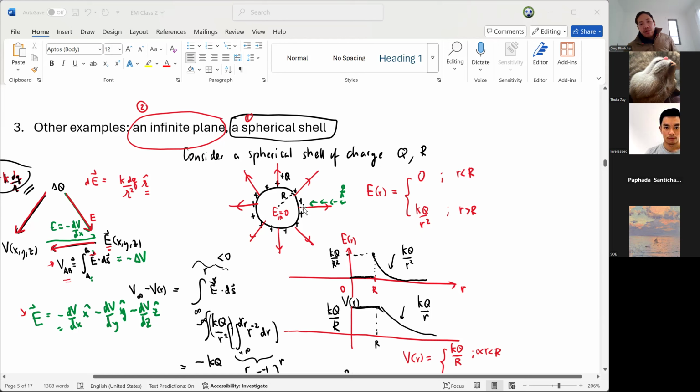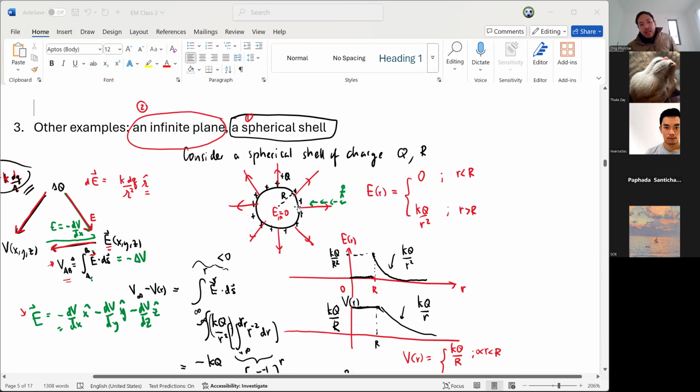So the electric field, the red line, is going outward. As we're walking towards the center, we're walking against the field, so it's as if we are walking up the hill. So you're going to get this formula, KQ over R, for the potential in the region outside the spherical shell.